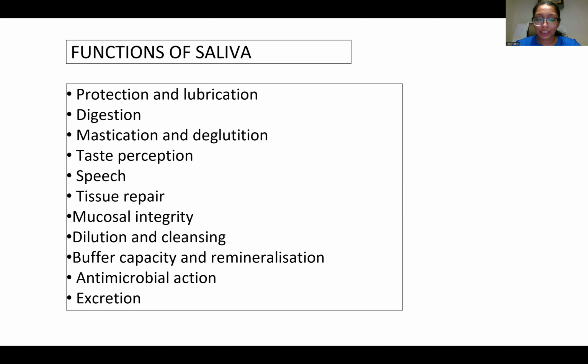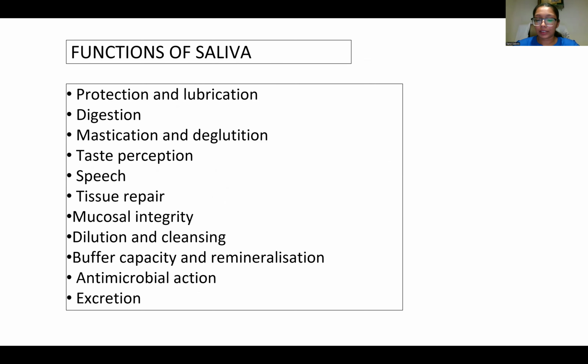Coming to mastication and deglutition, saliva helps in moistening the food and breaking it down into smaller particles in order to initiate the process of digestion. It not only moistens and lubricates the food, but also plays an important role in reducing the temperature of hot foods.